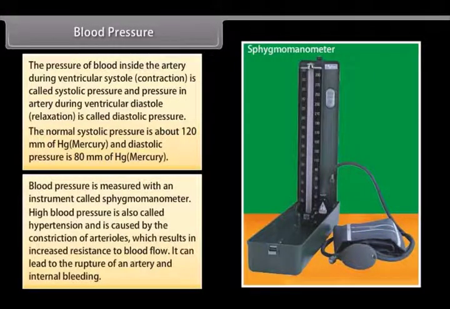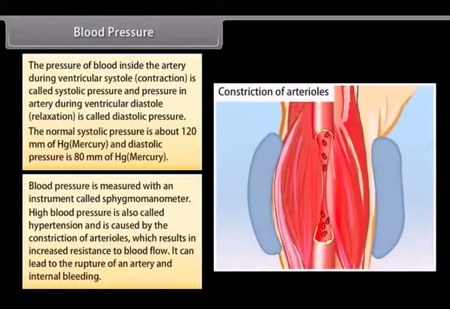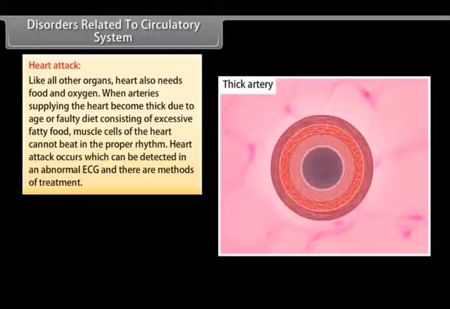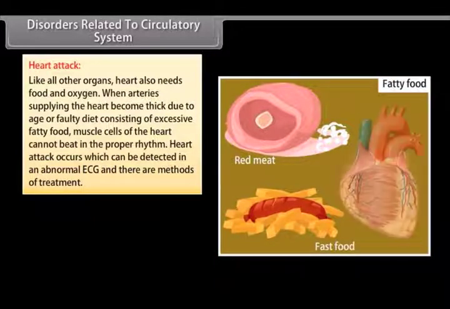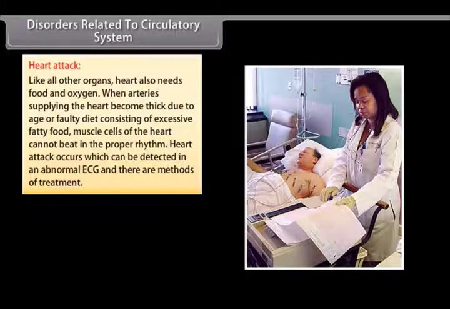High blood pressure is called hypertension and is caused by the constriction of arterioles, which results in increased resistance to blood flow. It can lead to the rupture of an artery and internal bleeding. Disorders related to circulatory system. Heart attack. Like all other organs, heart also needs food and oxygen. When arteries supplying the heart become thick due to age or faulty diet consisting of excessive fatty food, muscle cells of the heart cannot beat in the proper rhythm. Heart attack occurs, which can be detected in an abnormal ECG, and there are methods of treatment.